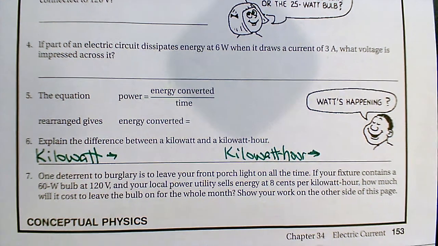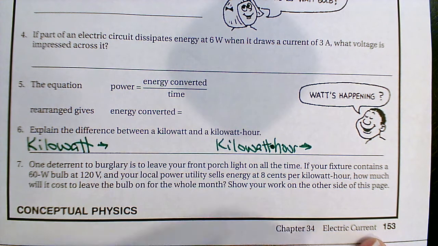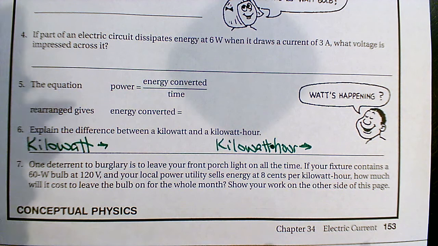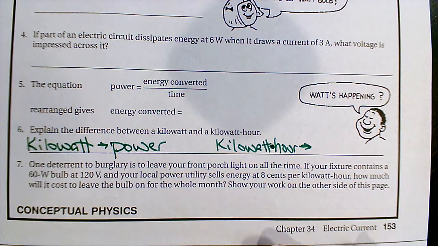Okay, so they look kind of similar. If you think of this dash as a time sign, it's going to make a little bit more sense. So kilowatt is a unit of power, which, remember, is how fast this machine, this device, is using energy. Remember, power is always how fast, or the rate of energy use or energy conversion.